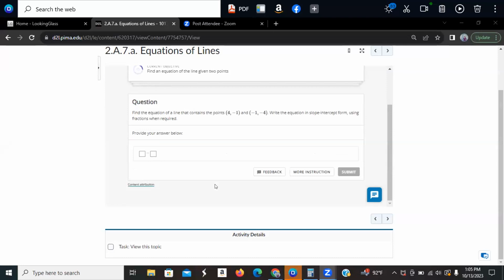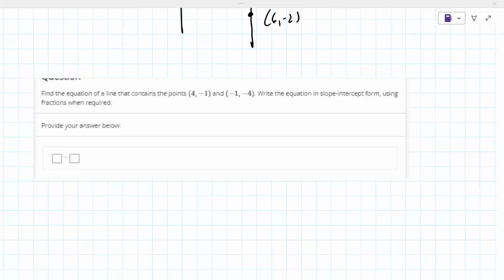Okay, so this one maybe kind of looks like the last one, where it's got kind of the same numbers, but there's not the same x and not the same y. All right, I'm going to share my screen here. We'll work through this one together. You do want to find the slope if you can. The slope is always the first thing to find.